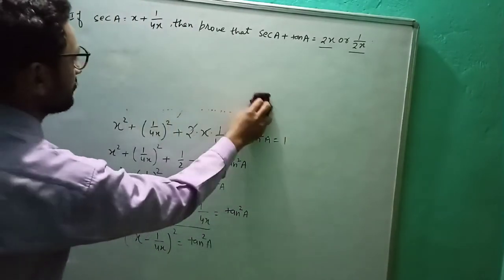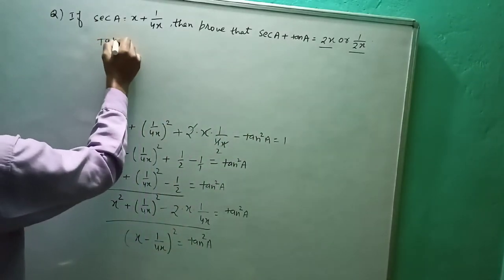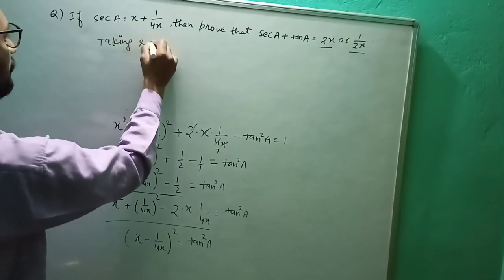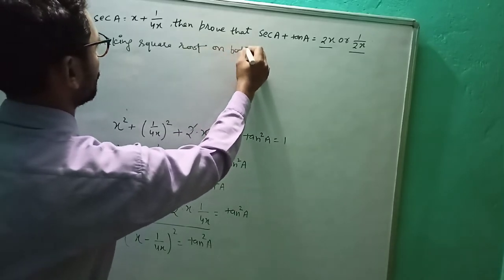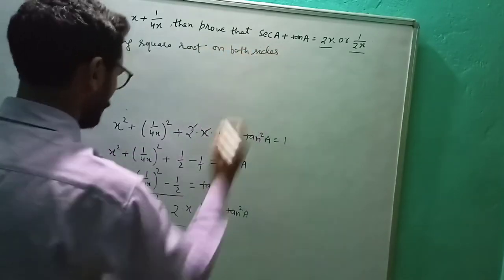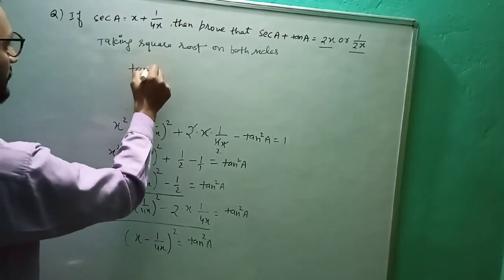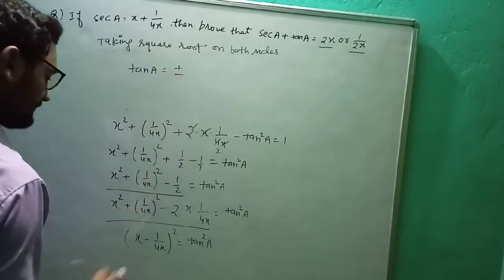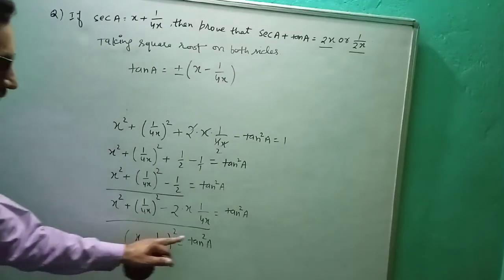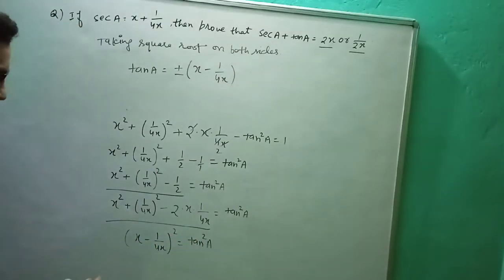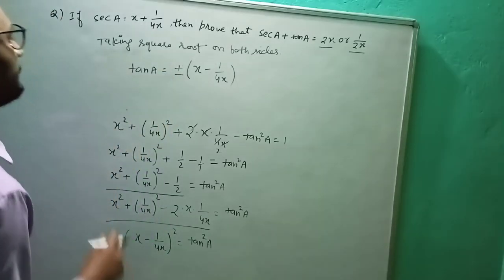Okay. Now next is taking square root on both sides. So when we take square roots on both sides, we get 10a equal to plus minus (x minus 1 upon 4x), because you have squares on both sides of the equal sign. Now if you take the square root, you will get the plus minus sign there.